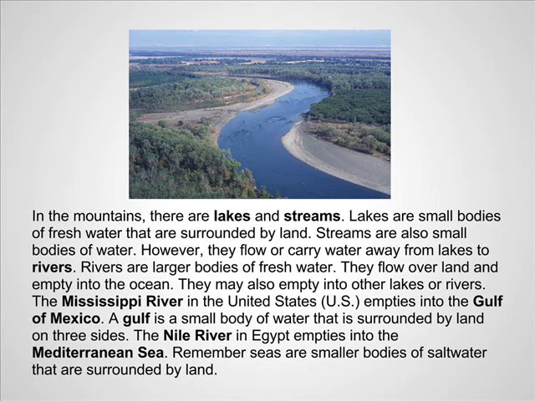The Mississippi River in the United States empties into the Gulf of Mexico. A gulf is a small body of water that is surrounded by land on three sides. The Nile River in Egypt empties into the Mediterranean Sea. Remember, seas are smaller bodies of salt water that are surrounded by land.